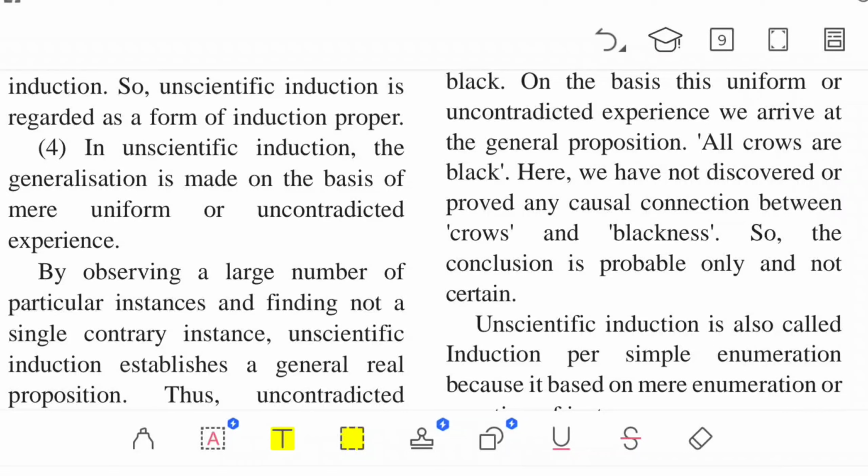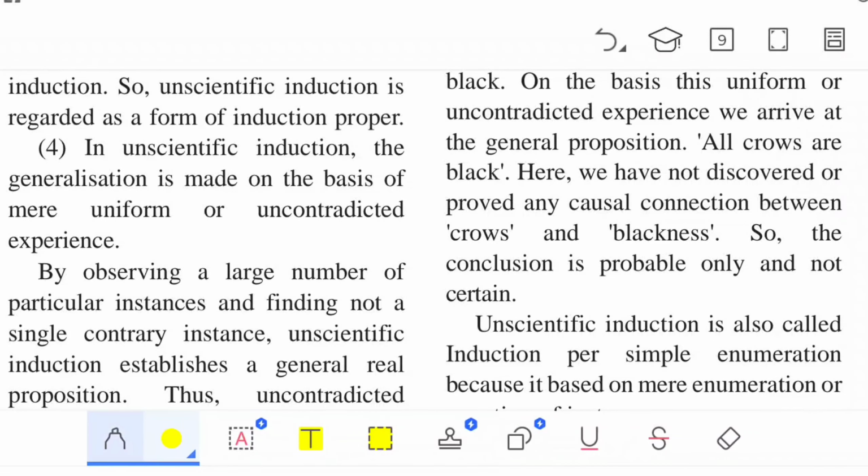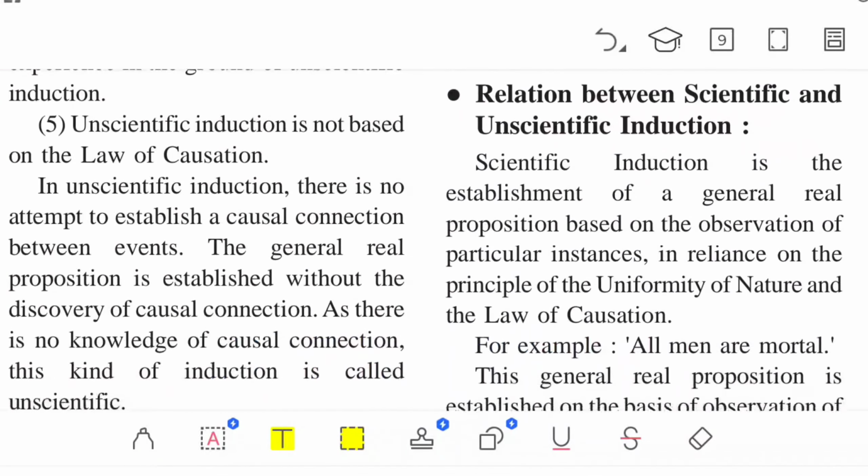In unscientific induction the generalization is made on the basis of mere uniform or uncontradicted experience. এটো আমি কেনেকৈ মনত ৰাখিম, ডেফিনেশ্যনৰ পৰাই মনত ৰাখিম. আমাৰ যিটো জেনেৰেলাইজড কনক্লুজন পাম, সেই কনক্লুজনটো আমি অন দ্য বেচিছ অফ মেয়ৰ ইউনিফৰ্ম এণ্ড আনকণ্ট্ৰাডিক্টেড এক্সপিৰিয়েঞ্চেছ, যিবিলাক এক্সপিৰিয়েঞ্চৰ বেছি কণ্ট্ৰাডিকশ্যন নাই. অ'কে, তেনেকুৱা এক্সপিৰিয়েঞ্চবিলাকক কনক্লুজন পাবৰ বাবে ইউজ কৰিম, বেছ কৰি পেলাই ইউজ কৰিম.